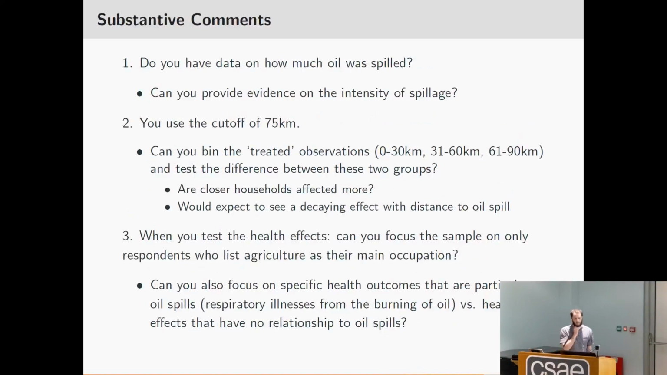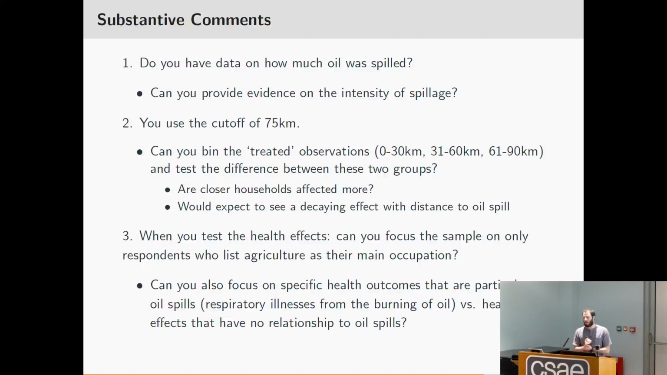Okay, so substantive comments. I know that you have the geolocation of the spill, but do you have the area of the spill, like the shape file of where oil went? And maybe you could provide some evidence on the intensity of spillage. So you have the extensive margin of whether there was a spill or not, but it's not clear if there's a measure of how much oil was spilled, right? Not all oil spills are created equal.